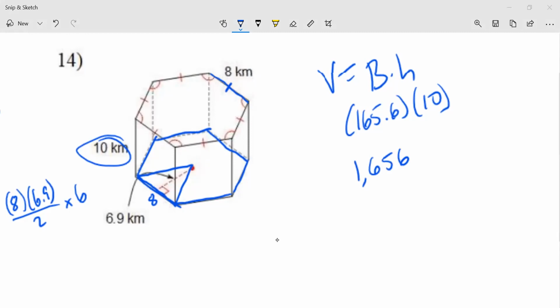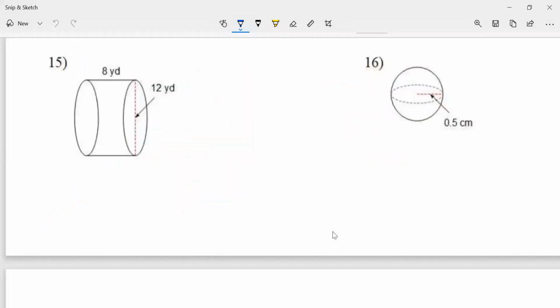Let's take a look at number 15. The area of the base times the height. Okay, the base is a circle. Because I'm looking at it not from the side, but from my perspective, it looks like an oval, but it really is a circle. My diameter is 12, so I'm gonna say the radius is 6. So the area of my circle is gonna be 36 pi. Remember, I have to go radius times radius. So 36 times pi. The height in this case is 8.